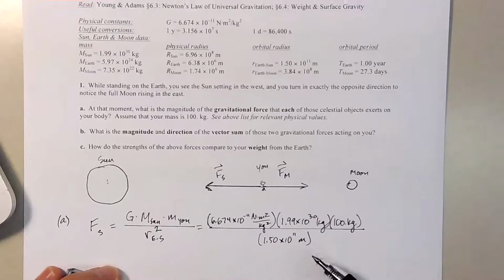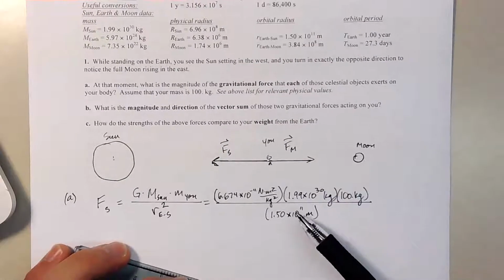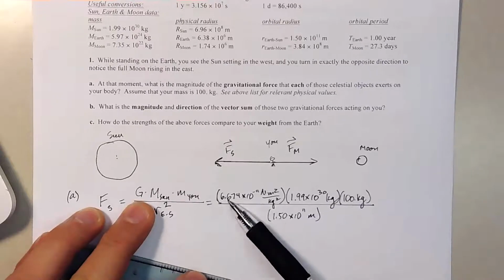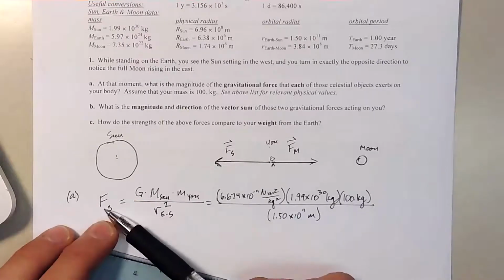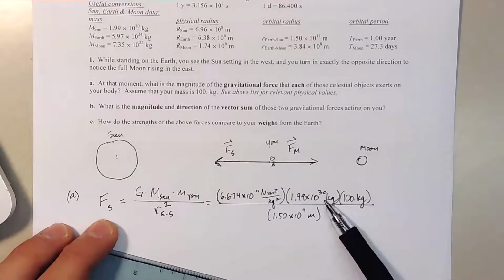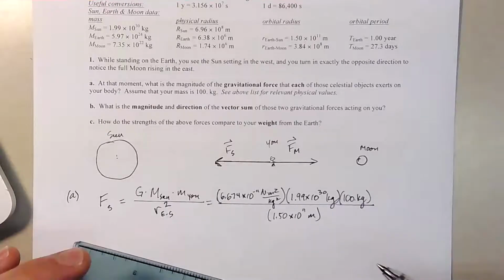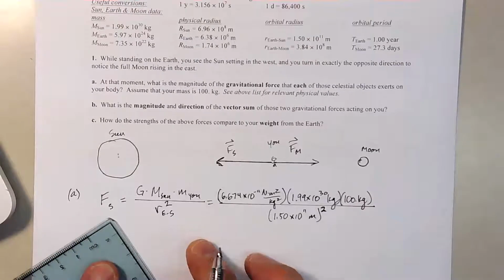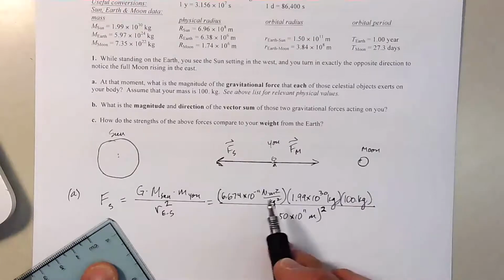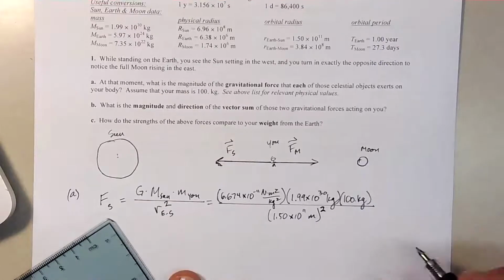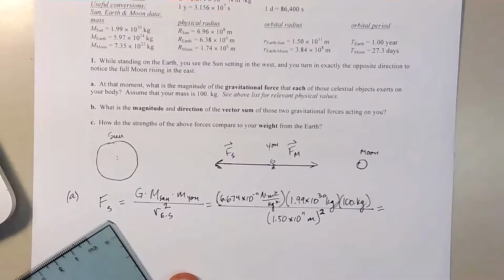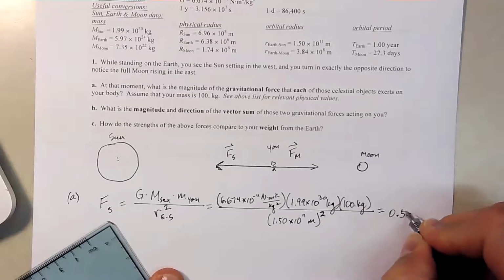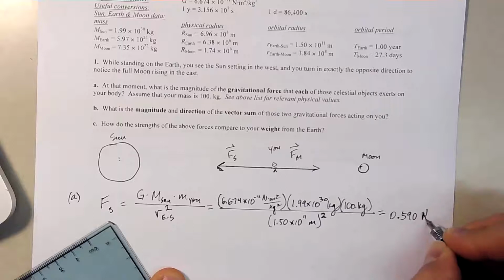Now, if any of these were not in MKS units, we would need to convert them. Because notice how capital G is in MKS units, and that will also give us the force in newtons. But if we were given any masses in grams or any distances in kilometers, for example, then we'd have to convert to get newtons at the end. Also, this square in the denominator is very easy to forget, so make sure that you include it. I ask my calculator what the answer to that is, and I get 0.590 newtons.